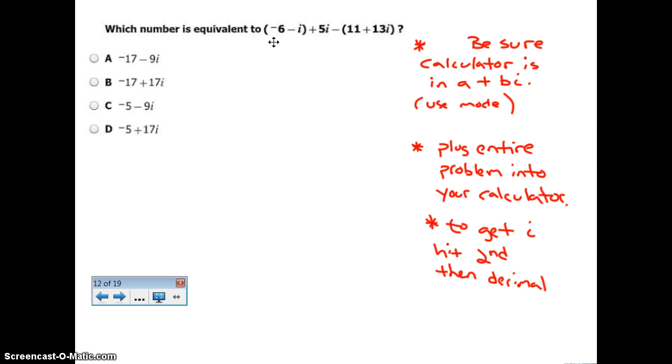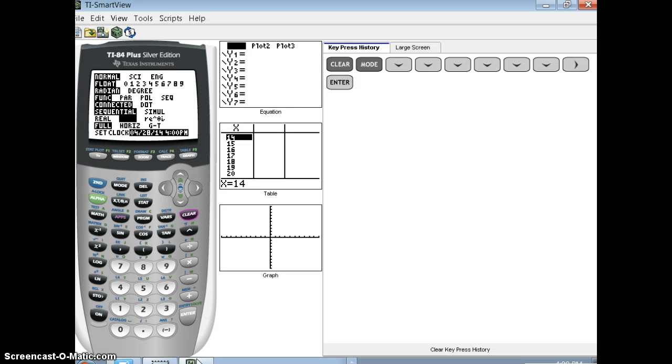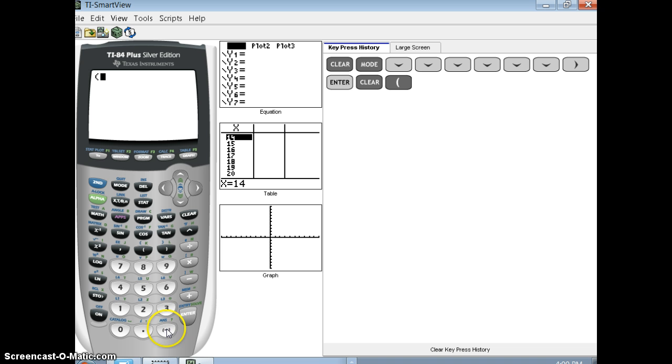And we're just going to plug the entire problem into our calculator. So we have negative, excuse me, let me pull that up. There we go. So we're going to plug that entire problem into our calculator. Make sure that the parentheses and all of the signs are correct, because it has to look exactly like that. So here we go. Parentheses, -6 minus i. And to get the i button, you're going to hit second and then decimal. So we have -6 minus i. Close the parentheses and keep going.